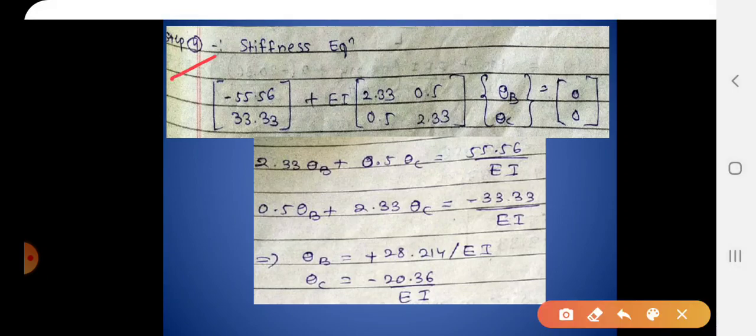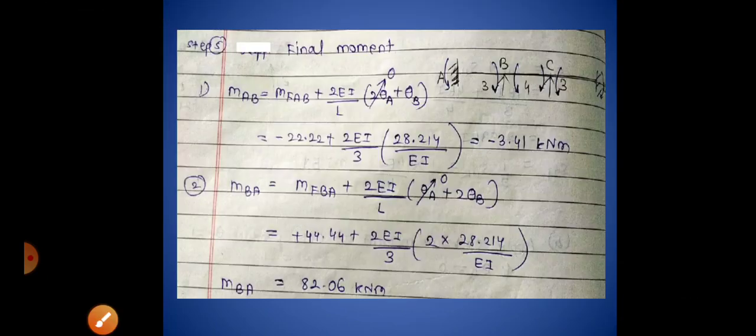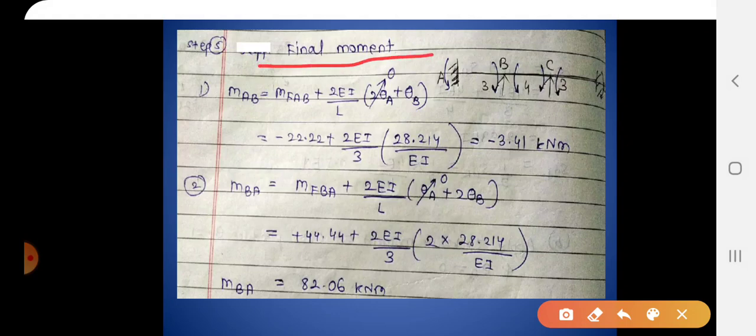Then next step is stiffness equation. P matrix plus stiffness matrix into redundant matrix is equal to 0. PD is 0. Okay, so on solving these equations you will get theta B and theta C value. Yes, we know that in slope deflection and stiffness matrix method first we get the unknown displacements. Okay, and then we'll have the final moment value using slope deflection equation. Okay, so we will go one by one.